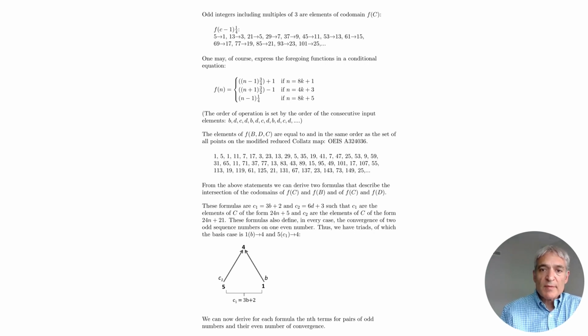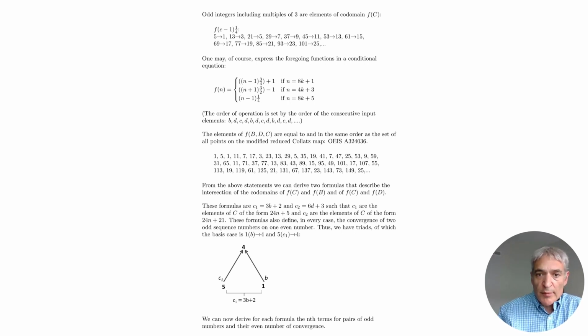One may, of course, express the foregoing functions in a conditional equation. So for the first case where n equals 8k plus 1, where k is any arbitrary positive integer, n minus 1 multiplied by 3/4 plus 1 is the function that is applied. For the case of n equals 4k plus 3, we apply n plus 1 multiplied by 3 over 2 minus 1. And for the third case, if n equals 8k plus 5, we subtract 1 and divide by 4.